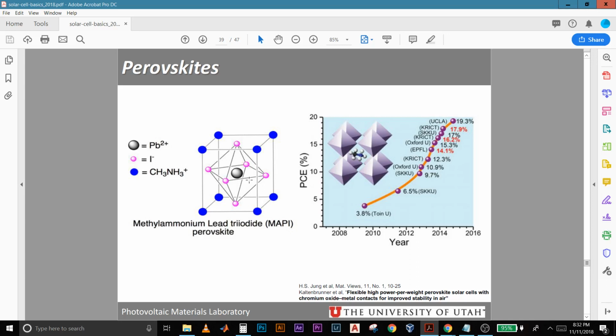Now, these kinds of structures are also very convenient for generating photovoltaic power. And what we can see is that the power conversion efficiency of perovskites has increased from about 4% in 2009 to about 20% in 2016. And this is actually the fastest growing solar cell technology present in the market right now. So definitely a lot of incentives to do research in perovskites as far as photovoltaic power generation is concerned.